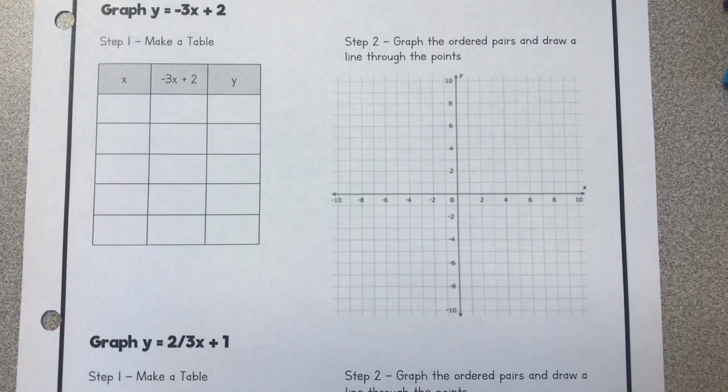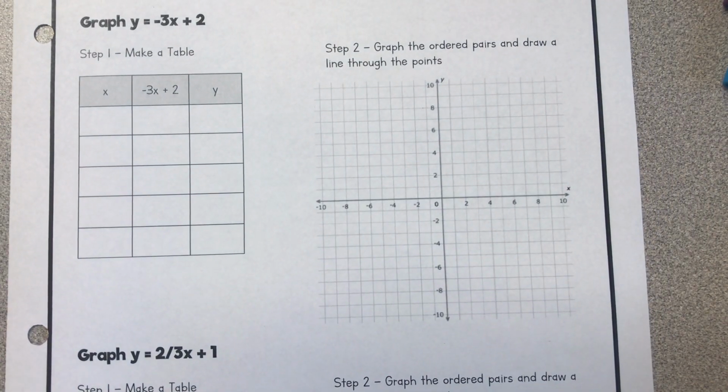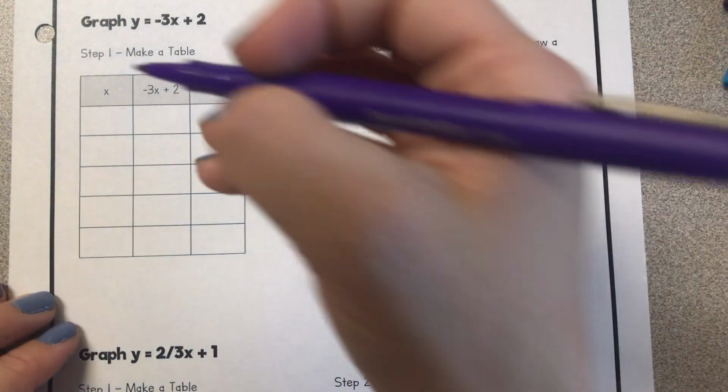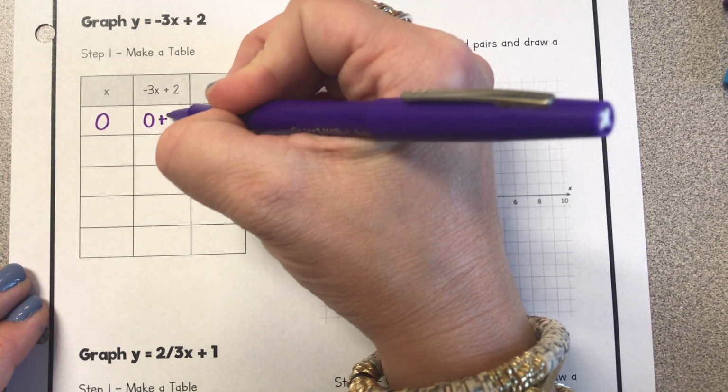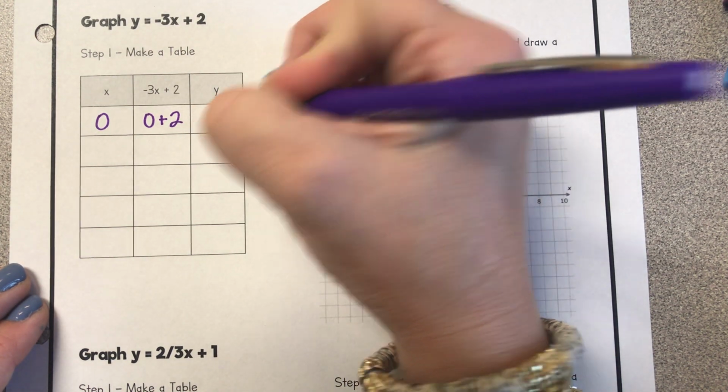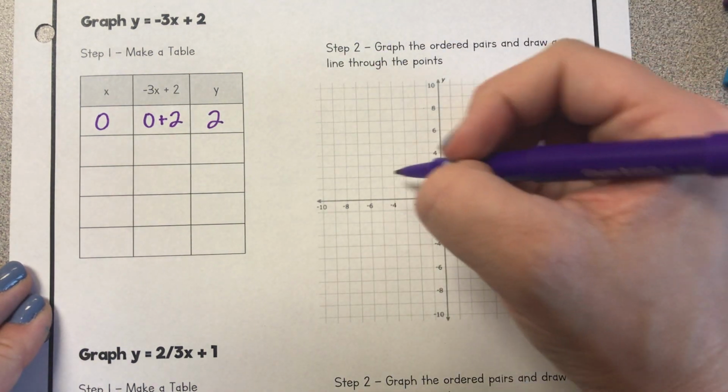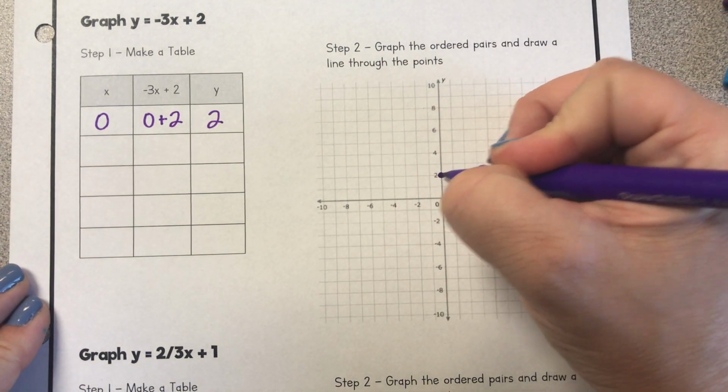So let's look at this one. Graph y equals negative 3x plus 2. So again, we get to pick our x values. I'm going to pick 0 first because that's easy. Negative 3 times 0 is 0. 0 plus 2 is 2. So I have the point 0, 2.